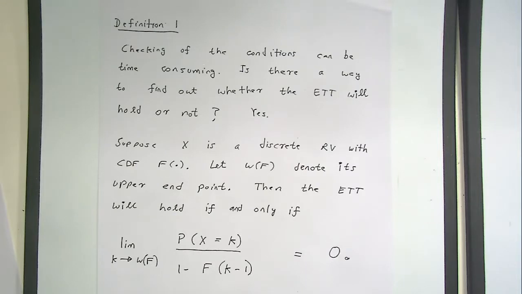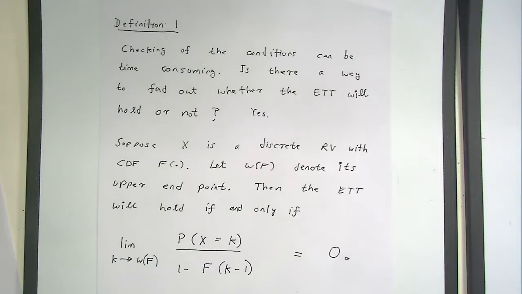But in practice, checking the three conditions can be time consuming, especially in an exam situation. So the question was whether there is a way to check whether the ETT will hold without actually checking the three conditions. The answer is yes. So I gave this result, in the discrete case. If X is a discrete random variable, and wF is the upper end point, and if the limit of this is equal to zero, then the ETT will hold. In other words, one of the three conditions will be satisfied. But it doesn't say which, so you need to go back and check which of the three conditions is satisfied.